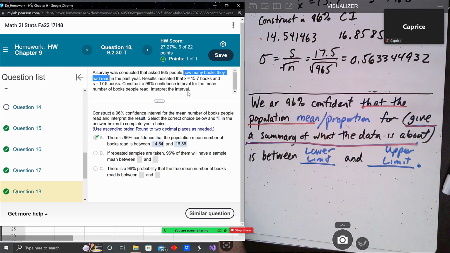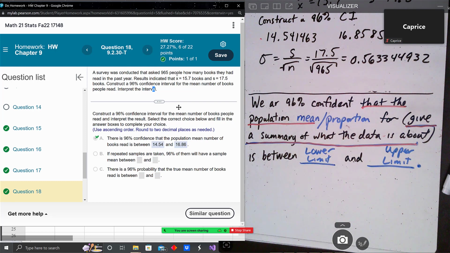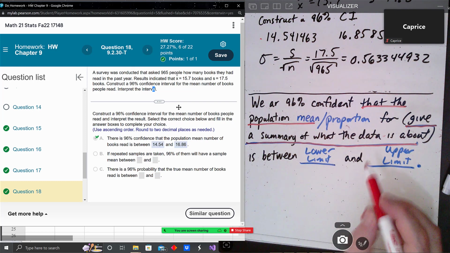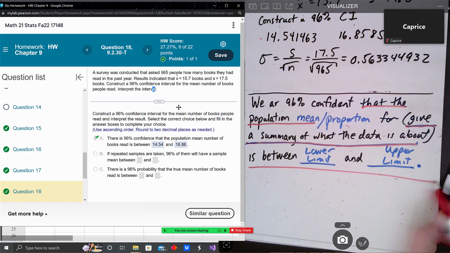So it's a summary of what they're talking about. And then it just says "is between," and I put in the lower limit and the upper limit. This is a general statement for confidence intervals. You will have two confidence intervals on the final, and I am expecting you to write something like this. There will be one for mean, and there will be one for proportion. We will review it when we get closer to the final. And I'll remind you of this, but that's how we state confidence.